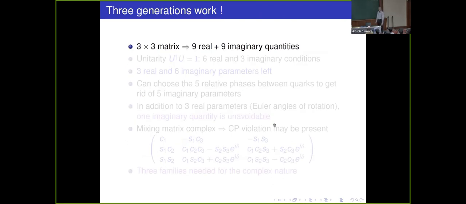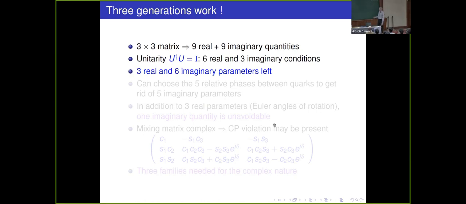Okay. Now you go to 3 generations and do the same kind of counting again. So a 3 by 3 matrix has 9 real and 9 imaginary quantities, because it is 9 complex numbers from 3 by 3 matrices. The condition of unitarity gives you 6 real conditions and 3 conditions on the imaginary part of this equation. So you are left with 3 real parameters and 6 imaginary parameters.